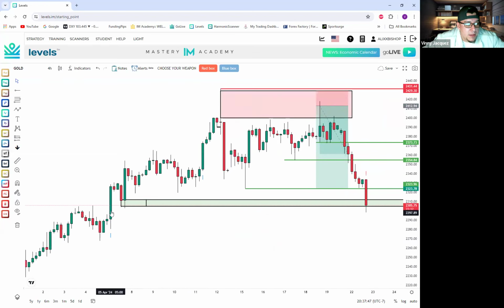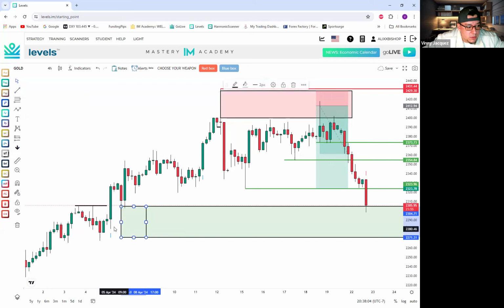Why? Because this actually has an imbalance for a lot of the imbalanced traders. There's still an imbalance to be filled. Not only that, we do have a breakout rally. So that means this last buying candle here is a starting point.